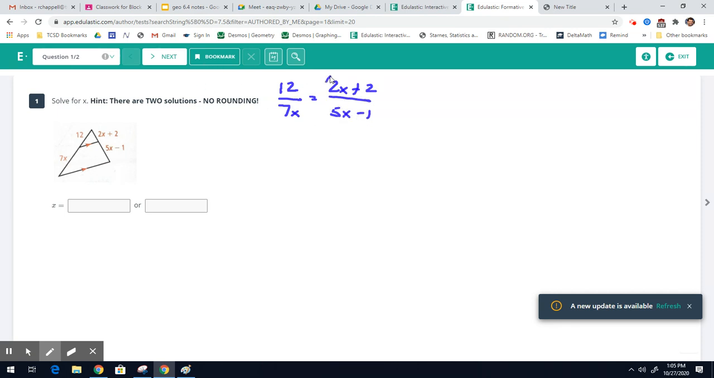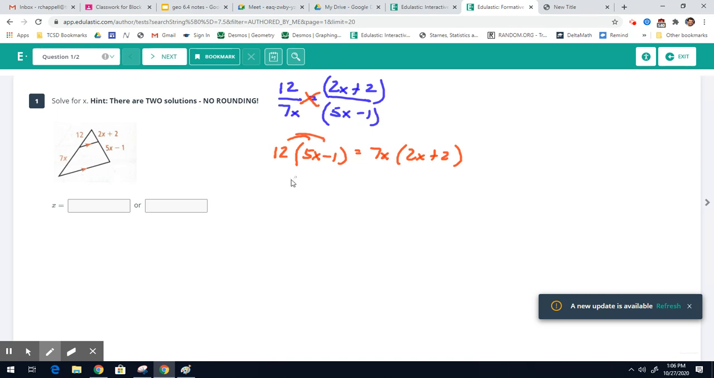Okay, now I'm going to put these two binomials in parentheses because when we do our cross multiplication that we're going to do in a second, we're going to have to make sure we distribute into this binomial. So the 12 has to go into the 5x minus 1. That's going to equal 7x, which has to distribute into the 2x plus 2.